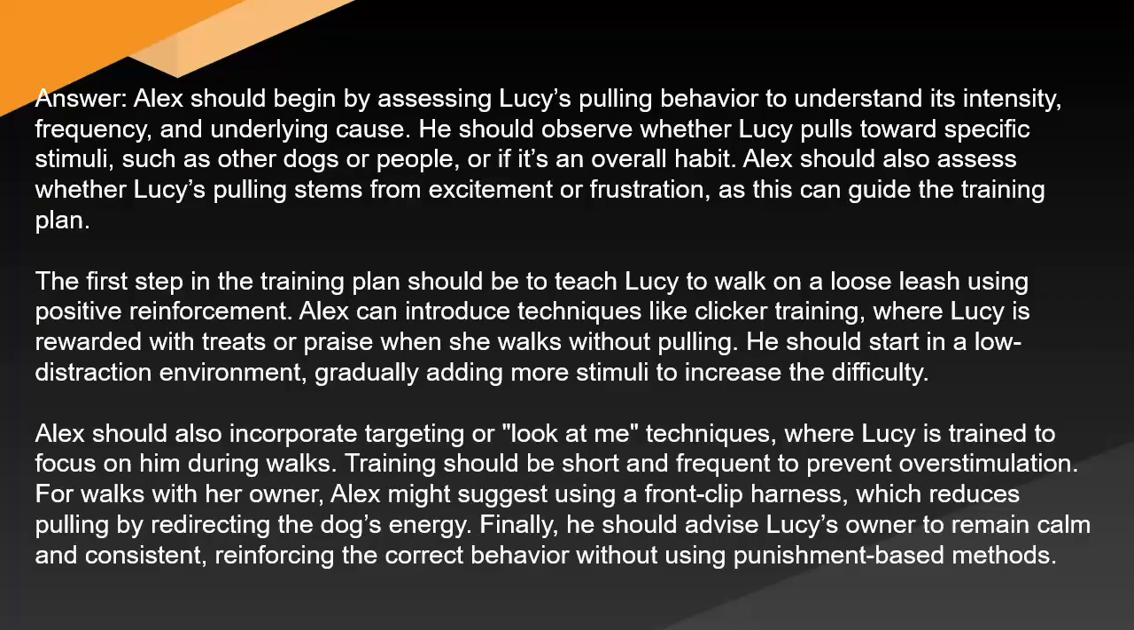The first step in the training plan should be to teach Lucy to walk on a loose leash using positive reinforcement. Alex can introduce techniques like clicker training, where Lucy is rewarded with treats or praise when she walks without pulling. He should start in a low distraction environment, gradually adding more stimuli to increase the difficulty. And Alex should also incorporate targeting or "look at me" techniques, where Lucy is trained to focus on him during walks. Training should be short and frequent to prevent overstimulation.